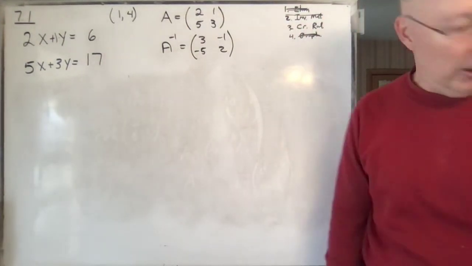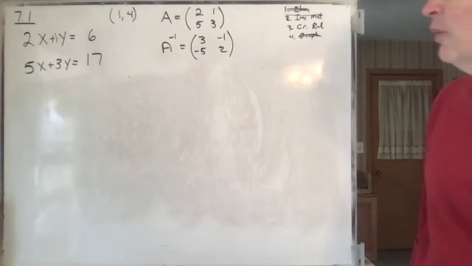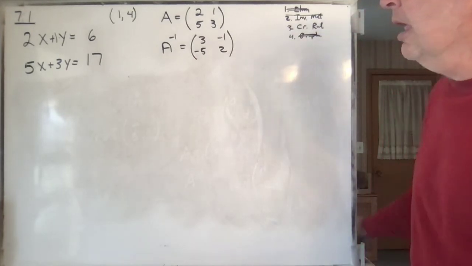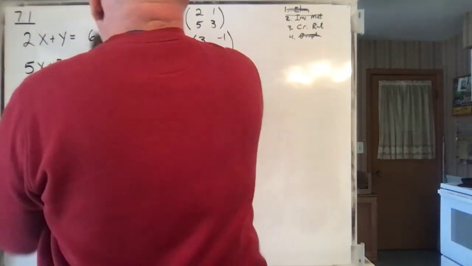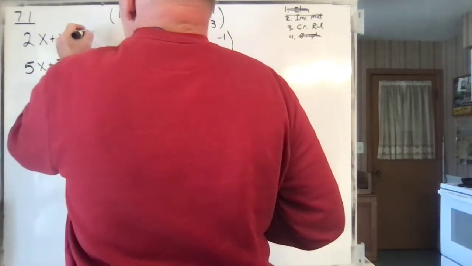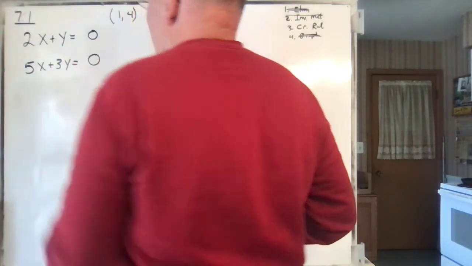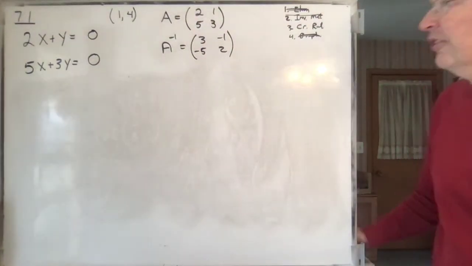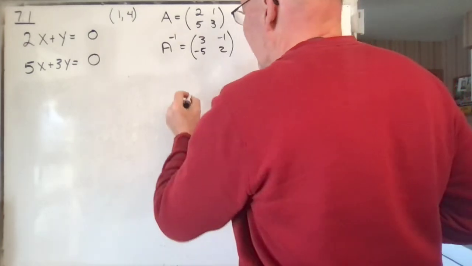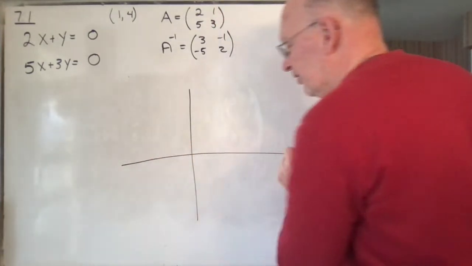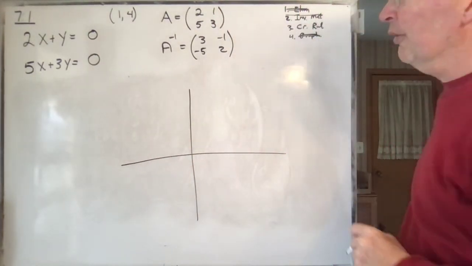Okay, so now that's going to help us out in our last thing I want to mention here as well with regard to this problem, theorem 711. What if instead of 6 and 17 there, we have a 0 and a 0? How would that change things? Well, we could do it all these different ways to get the solution, but let's just do it the simplest way by using the graph.